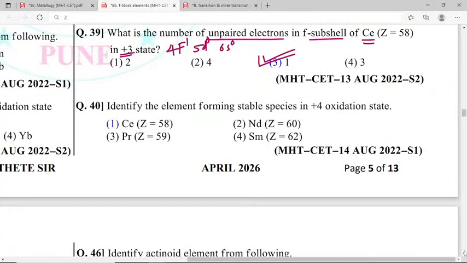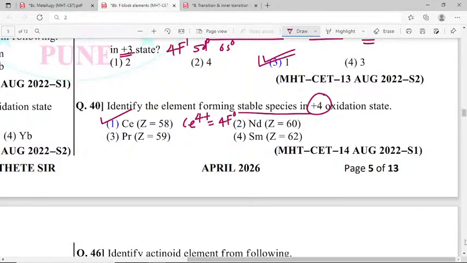Identify the element forming the stable species in +4 oxidation state: cerium +4 is stable. Why? Because cerium +4 is equal to 4f0. 4f0 is totally empty, and empty has stability.